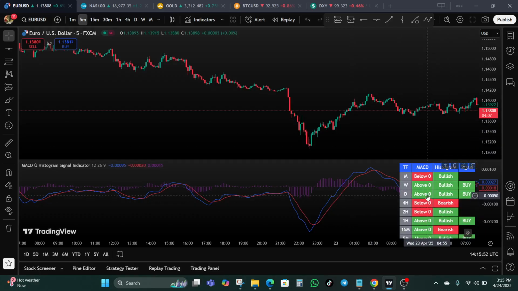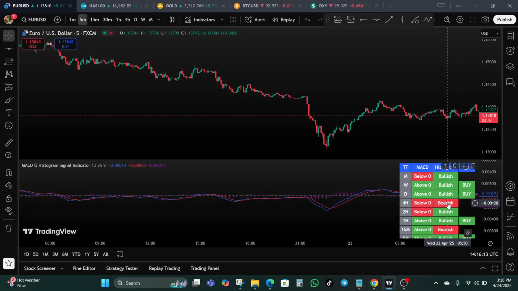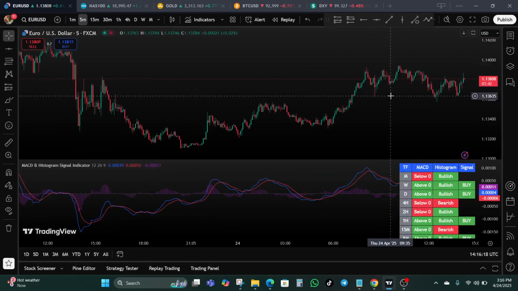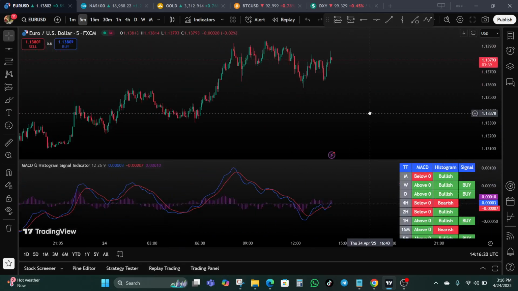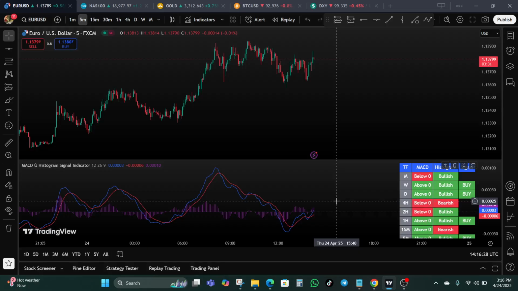So if you notice that, let's say your monthly trend, this is the MACD, this is the histogram, this is the signal, right? So the weekly is saying above zero, bullish, buy. The daily, same thing. Well, the 4 hour in this case, below zero, bearish. But you will notice that most of the signals across the time frames were bullish in this case, right? And even on the 5 minute chart, all bullish. So in this case, you want to look for buy opportunities. And for your precise entry points, you ensure that the MACD line crosses above the signal line and you have the histogram bars above the zero level. And that's your cue to enter a buy.